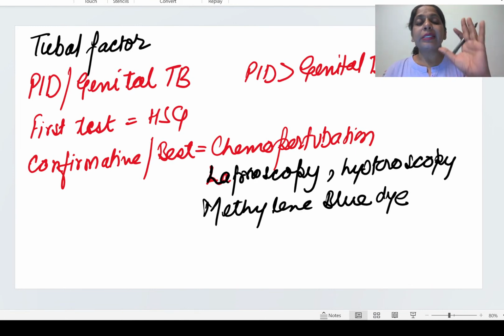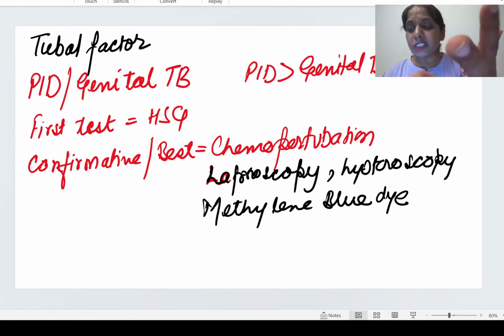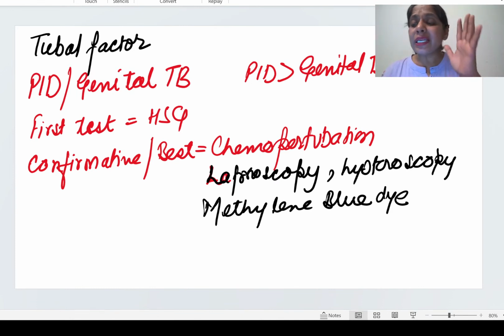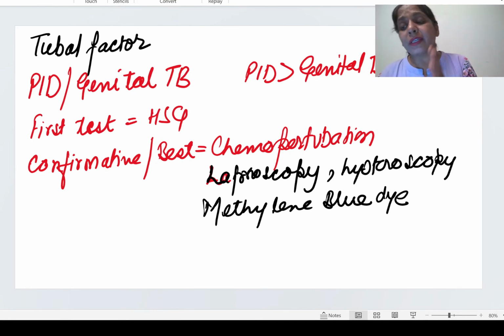Okay, it is ampulla. Now there are two reasons for tubal blockage. Two main reasons: one is PID and the other is genital TB. Which is more common? PID is more common. Okay, which is the most common factor, ovulatory factor or tubal factor? Ovulatory factor is the most common.